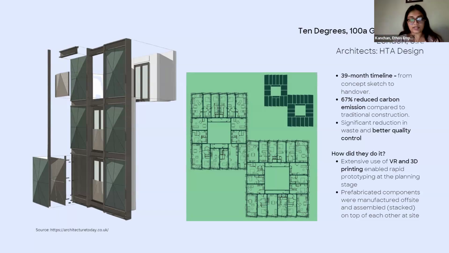So what they did was they extensively used virtual reality and 3D printing methods to make prototypes, like models on a smaller scale, and worked out what will work, what won't work, and what we should do at a larger scale. And then these prefabricated components for the actual building, they were manufactured off-site and assembled on top of each other.